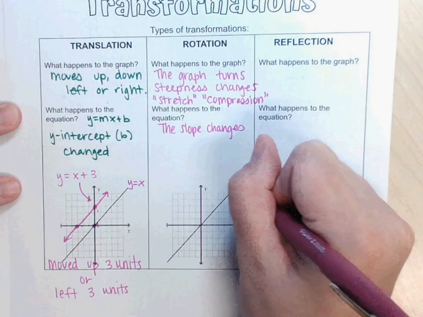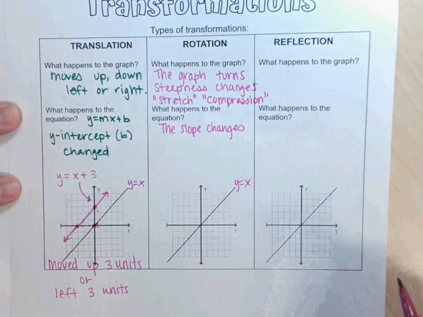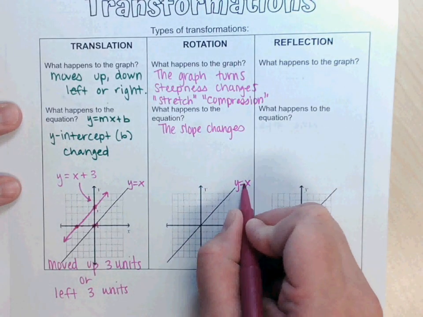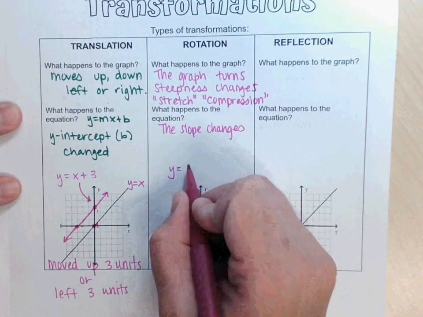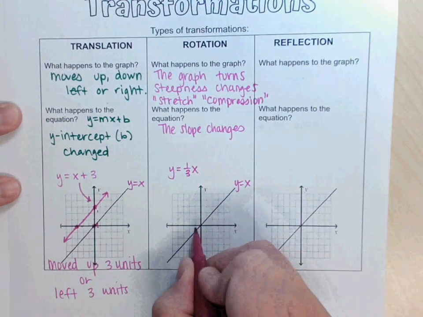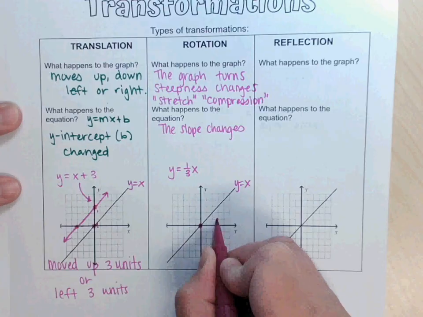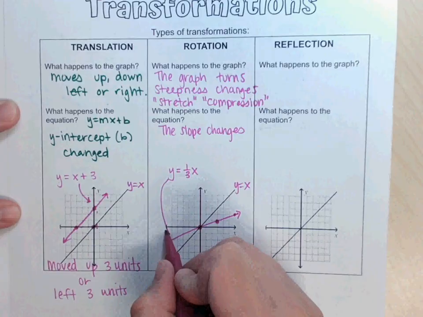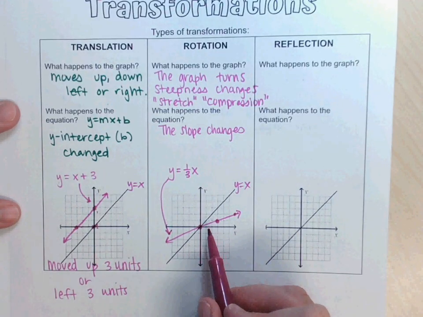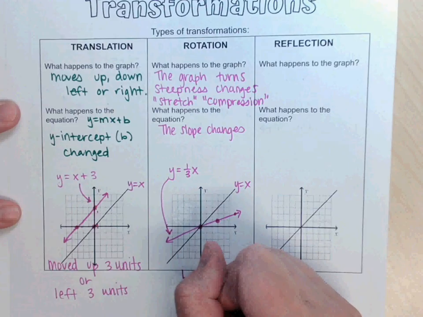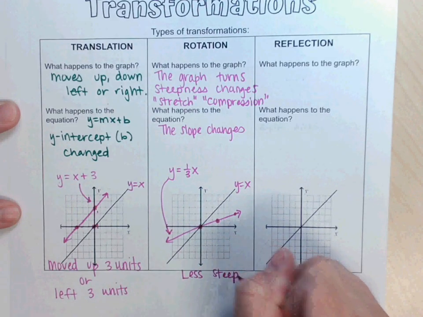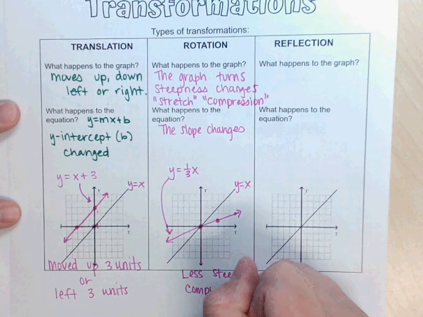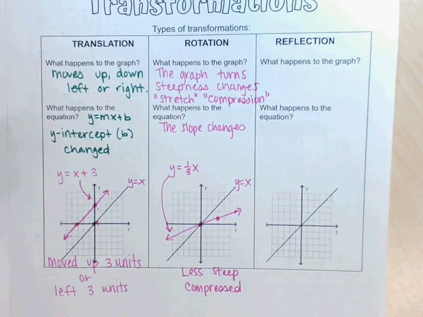So if this is y equals x, the original parent function, an example of a rotation would be maybe changing the slope from a 1 to maybe 1/3. So I'm still going to start at 0, but I'm going to go up 1 over 3, up 1 over 3. So that line's going to look like this. So I would say that this example is less steep than the parent function, or I could say it was compressed, because it looks like it was kind of smushed and flattened.